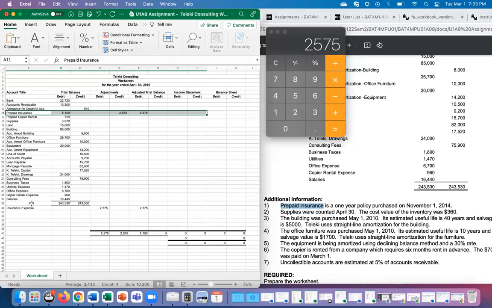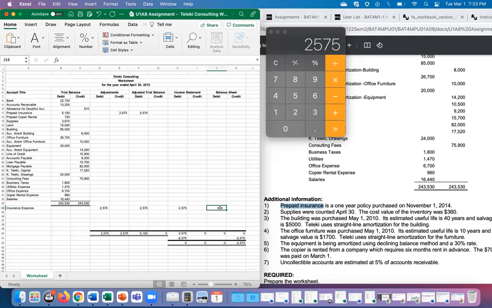So the only thing that we have to put here is our insurance expense. So we just have to carry that over here into our debit column on the income statement. So carry this balance from over here to right here. So the 2,575 goes there. All right.